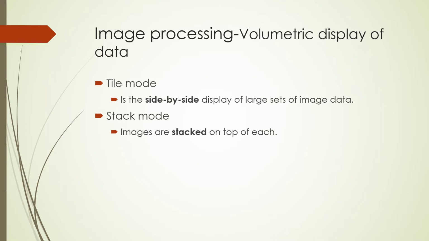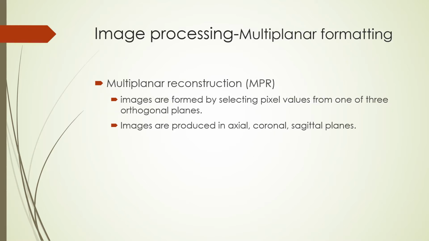In this case, images are stacked on top of each other to allow for scrolling by the push of a keyboard button. This method is useful for following blood vessels and organ boundaries. Besides displaying images, we can also reformat images. Multiplanar reformatting, or MPR, is the reformatting of a volumetric data set into tomographic images. This is done by selecting pixel values from the data set that correspond to the desired tomographic image plane. In general, images are produced parallel to one of the orthogonal planes: axial, coronal, or sagittal planes.